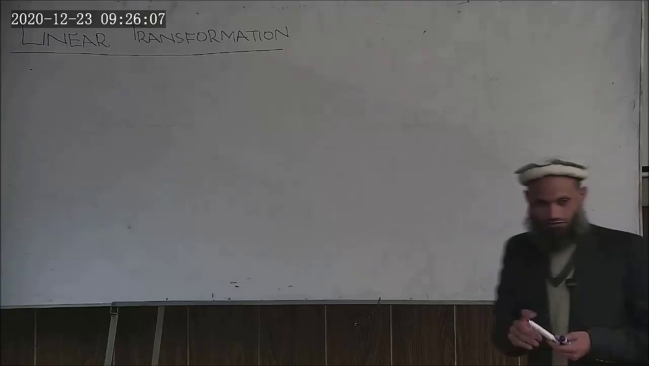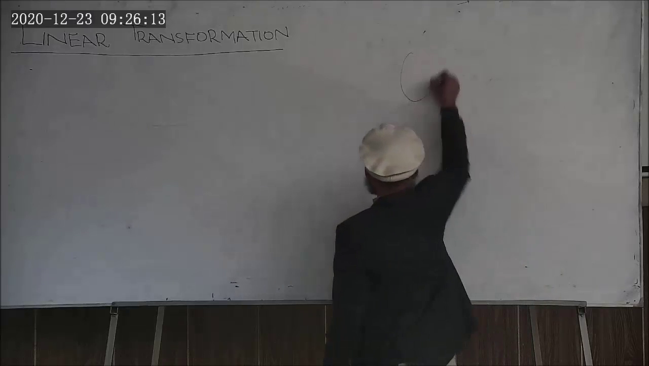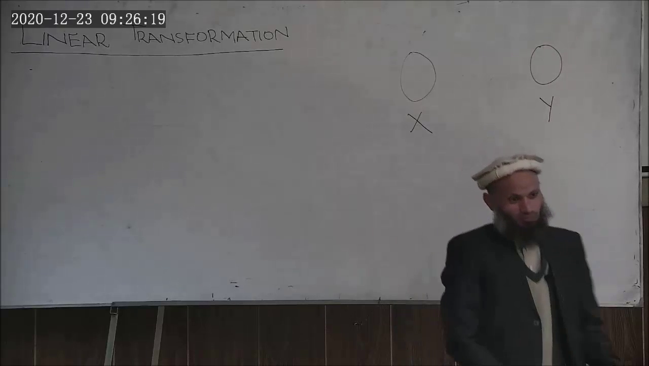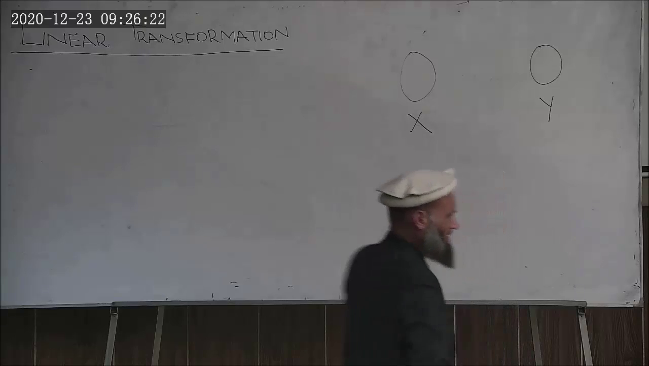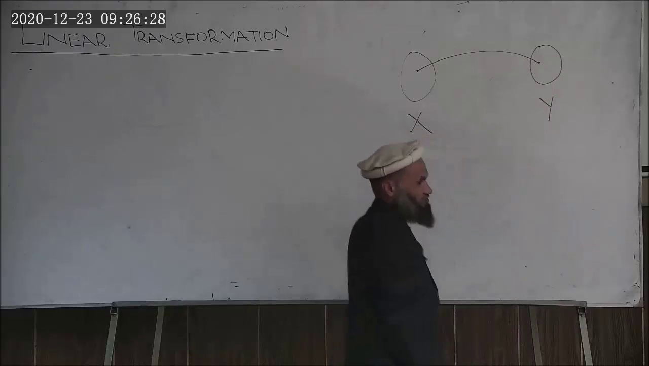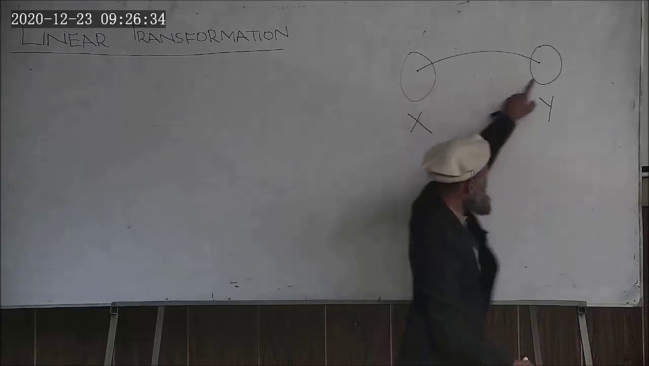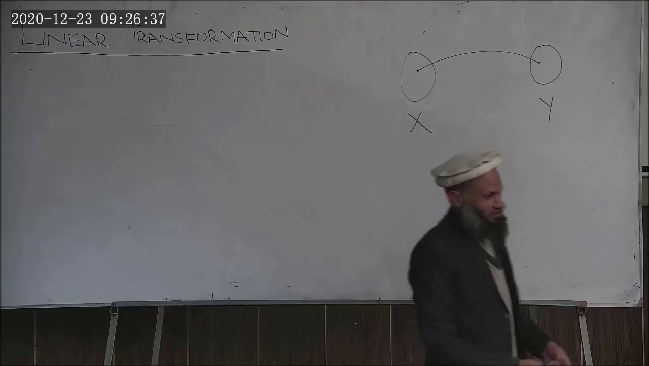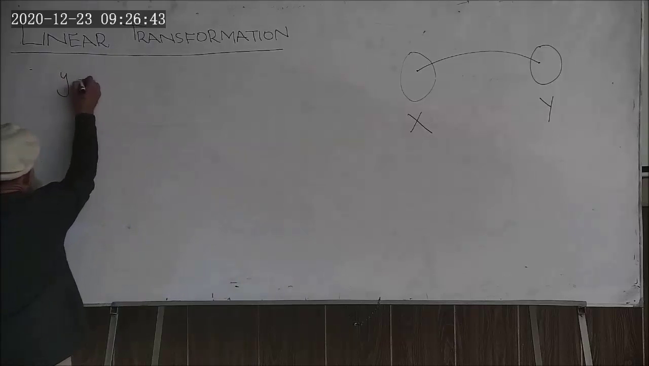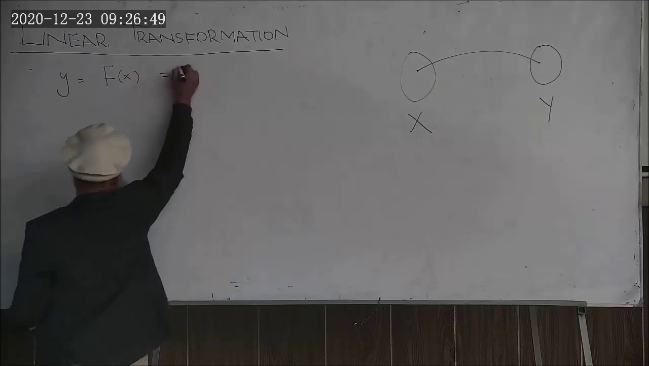So what is a transformation? If you have a vector space X and another vector space Y, then a transformation is a rule which assigns to each vector in this space another vector in this space. This transformation is generally denoted by T, f of x, or sometimes it is also denoted by T of x.